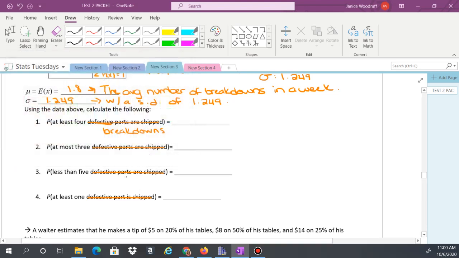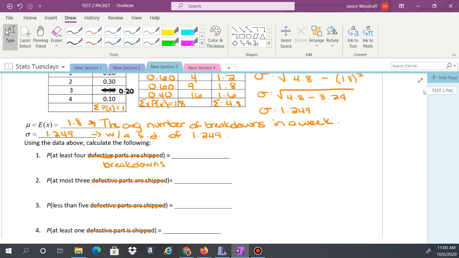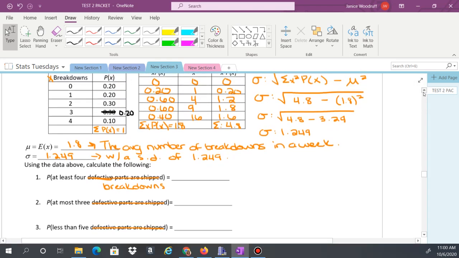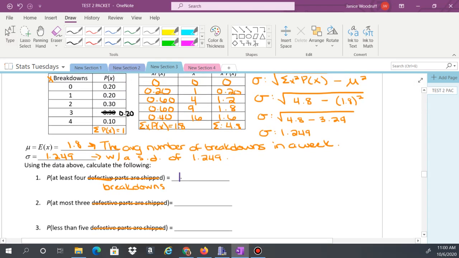All right, so the probability that at least 4 breakdowns. So we want to look up at our probability distribution table here. So you have the probability of at least 4 means there are greater than or equal to 4 breakdowns. Now here you're just pulling the data from the table. So 4 or more would be here. 4 or more. There's no more than 4, so it's just this 0.10 here.